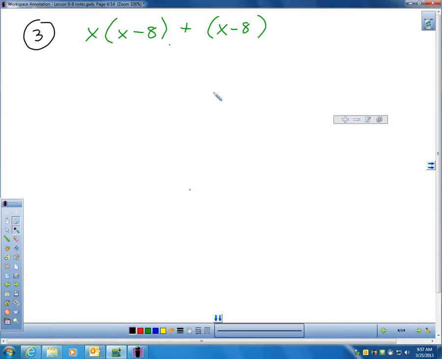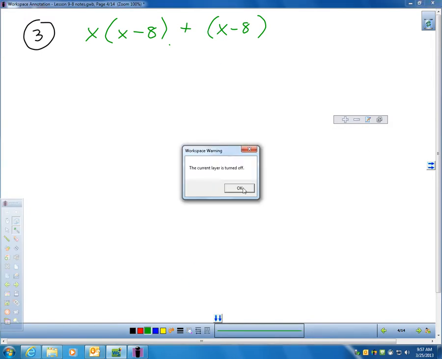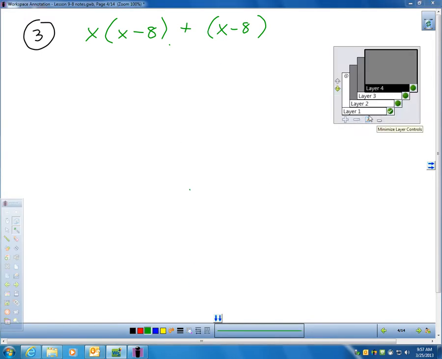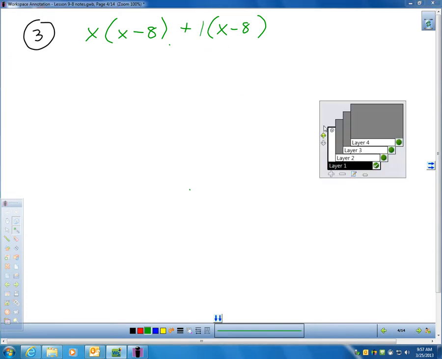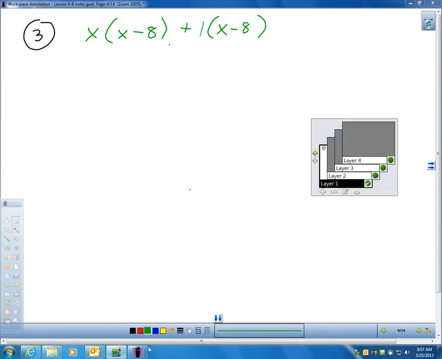If you go to your book, they're going to have you practicing things that are already grouped to start, and then I'm actually going to go through how we can group it if they're not grouped. Like here in number 3, you can see I have x times x minus 8 plus, I'm going to put a 1 in here, times 1 times x minus 8. I'll just put a little 1 in here because that's what would be there. Do you notice how both of these have an x minus 8 in common?